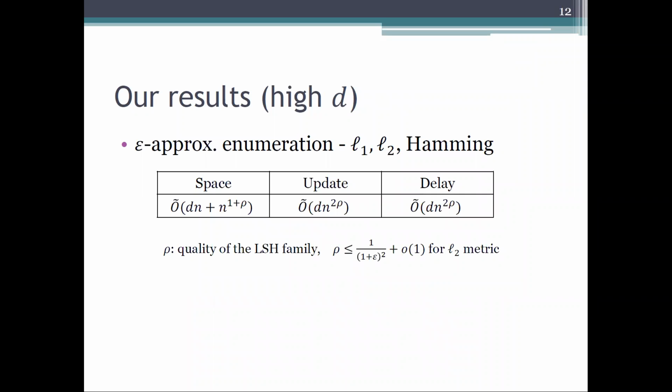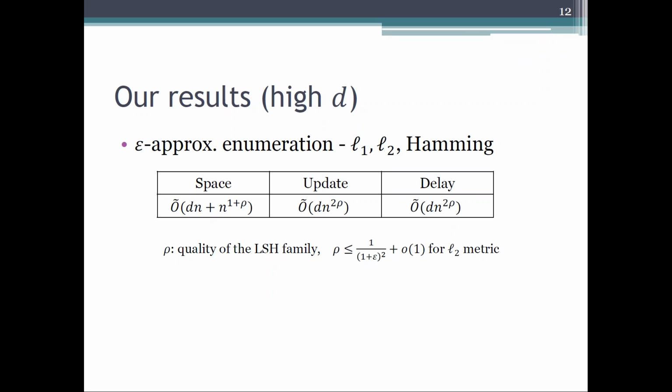We also provide results for high dimensions. Here we consider the epsilon approximate enumeration problem, and our results hold for the L1, L2, and the Hamming distance. These results hold for a fixed parameter R, but we can extend our data structure to work even if R is part of the query.